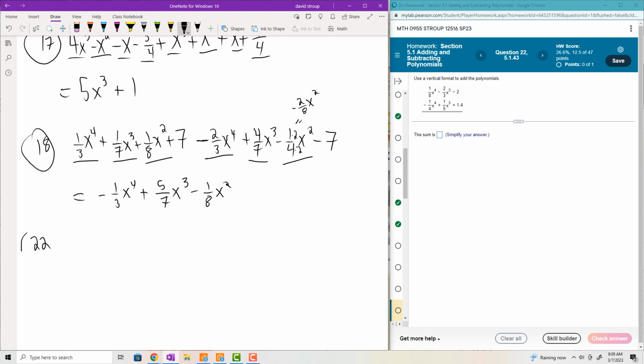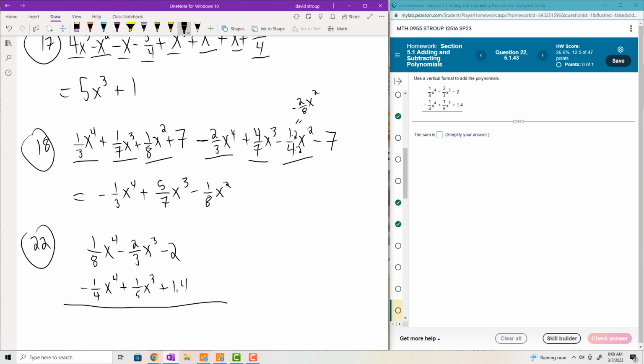Okay, so number 22, I have 1/8 x to the 4th minus 2/3 x cubed minus 2, and then plus this, minus 1/4 x to the 4th plus 1/5 x cubed plus 1.4. I'm just going to add column-wise. So in the first two terms, I need a common denominator, so I multiply top and bottom by 2 there. And that's going to be a negative 2/8. So it'll be 1/8 plus negative 2/8 is negative 1/8 x to the 4th.